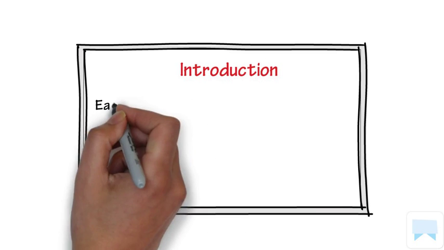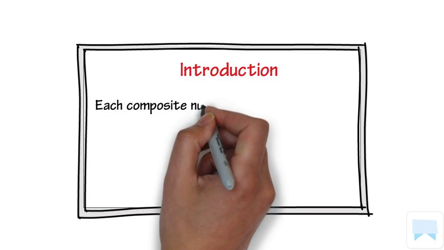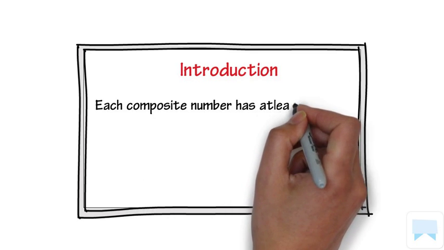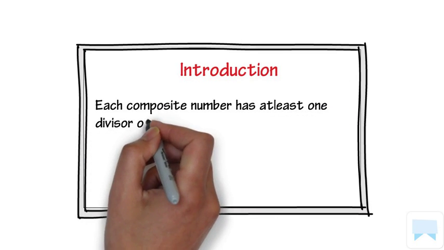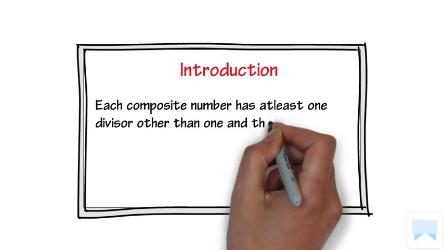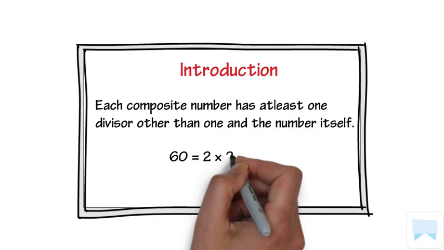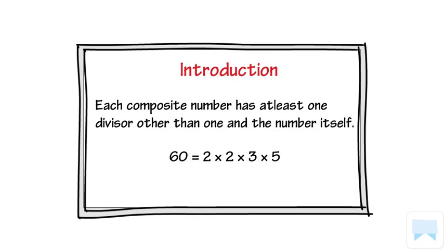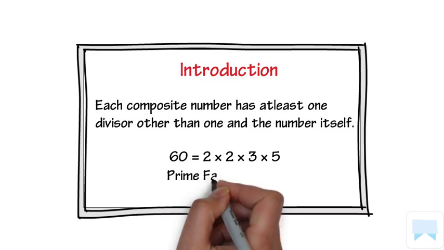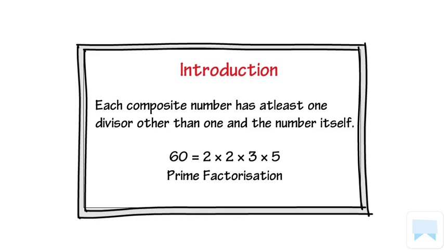We know that each composite number has at least one divisor other than 1 and the number itself. We also know that the method of expressing a composite number as a product of all possible prime numbers is called prime factorization. In this module, we will learn about the fundamental theorem of arithmetic, which explains how every composite number has a unique prime factorization.